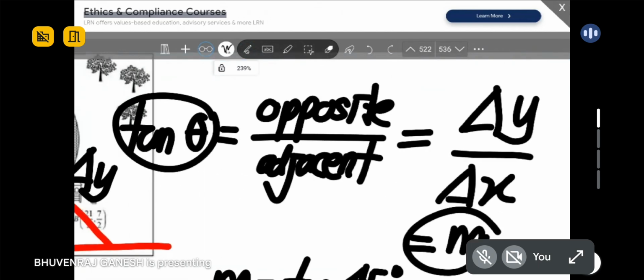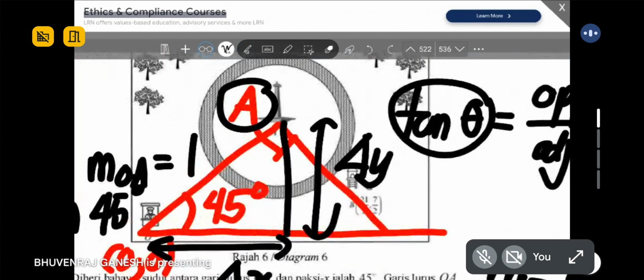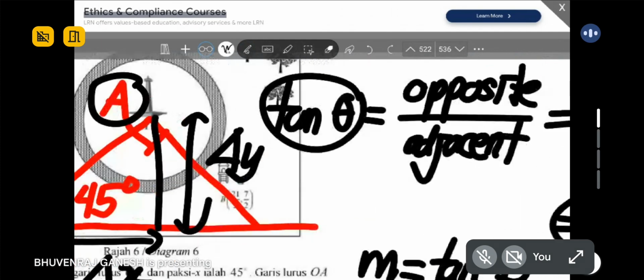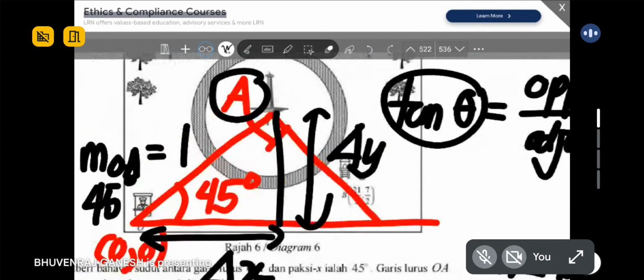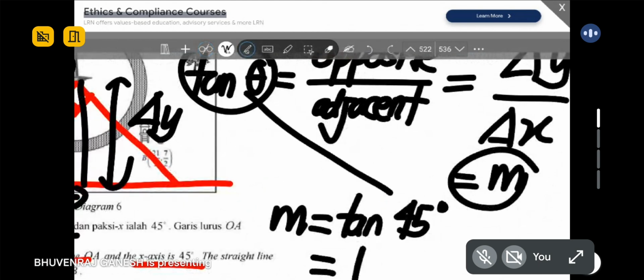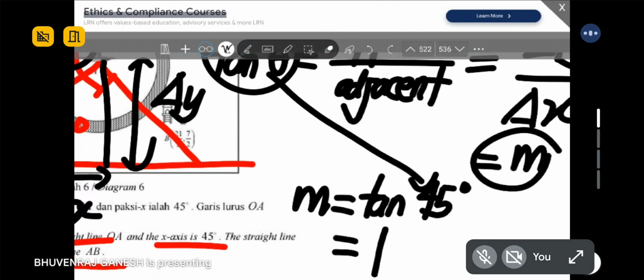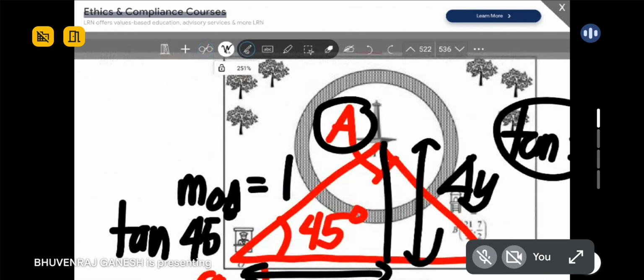So that's why I can say that tangent theta is equal to gradient, because it's the opposite y value over x adjacent. So y over x is your gradient and your angle here is 45. So I substitute theta equal to 45 over here. Can you see it? Understand now, guys? How I get 1. Clear? So this is the concept. Okay, so that means the gradient here is actually 1.